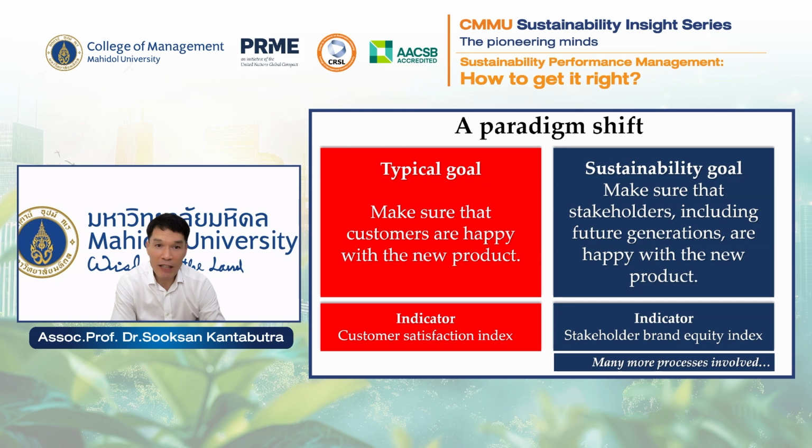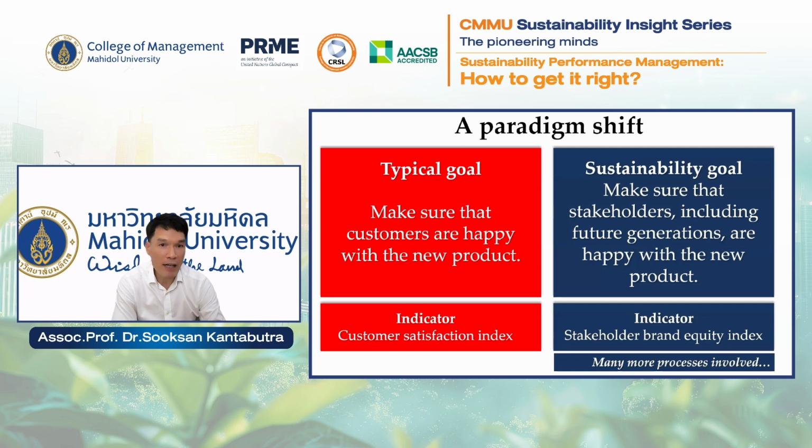Today, if we are trying to set a goal like that, we have to make it a sustainability goal: make sure that stakeholders, including future generations, are happy with the new product. Now, one may ask how do you know what the future generation would like or not like. There are certain things that we can be sure they will prefer, for example, enough water, clean air, or a pleasant society to live in.